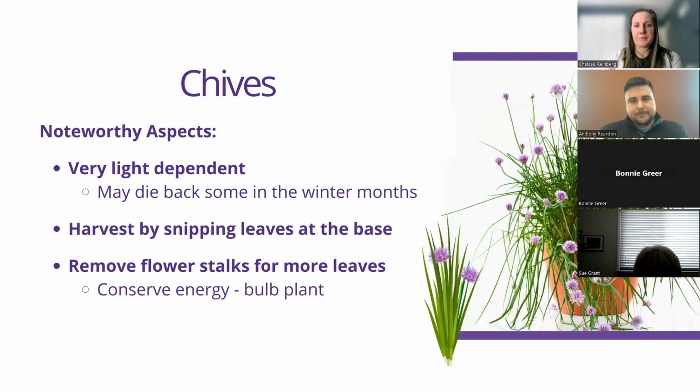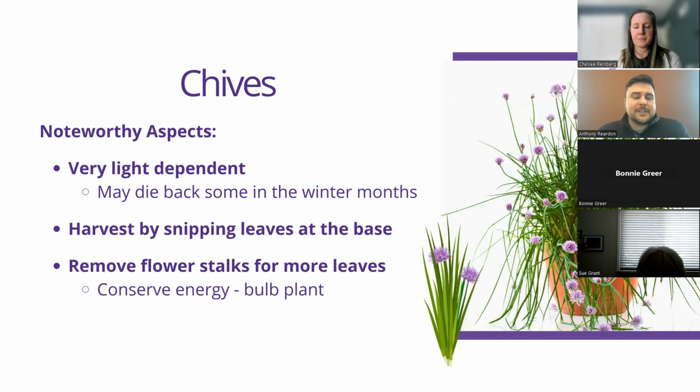Next. So chives, obviously a relative of the onion. One of the things you want to keep in mind with this, it is a bulb plant. So in order to utilize the plant to its best ability and have those desirable stalks, you actually want to remove those flowers from it because those flowers are taking energy from the bulbs. You take the flowers off, and that energy can be directed towards the foliage, which is what you're consuming.